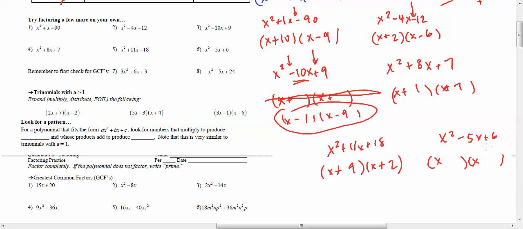Is it positive, positive, negative, negative, or switched? Negative, positive? You think it's going to be a negative, positive? No, it's going to be negative, negative. Why? Because negative times a negative is positive. And negative plus a negative equals negative. Good. You've got the pattern. You see the pattern? All right.